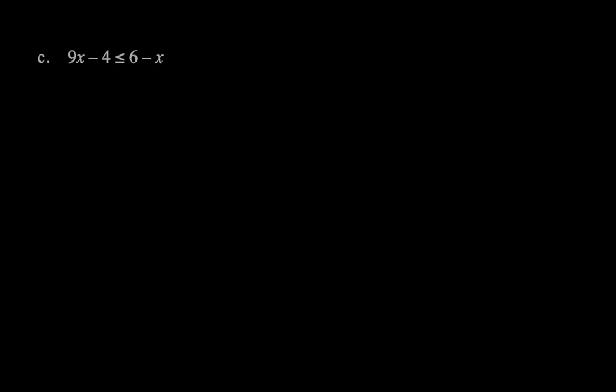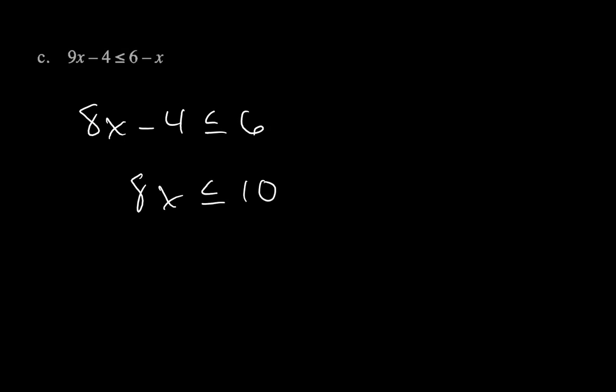Oh, C has no absolute value. That's cool. So on C, I'm going to just add x to both sides. That gives me 8x minus 4 has to be less than or equal to 6. So 8x has to be less than or equal to 10, I added 4 to both sides. So x has to be less than or equal to 10 over 8, which is 5/4. So any x value less than or equal to 5/4 works.